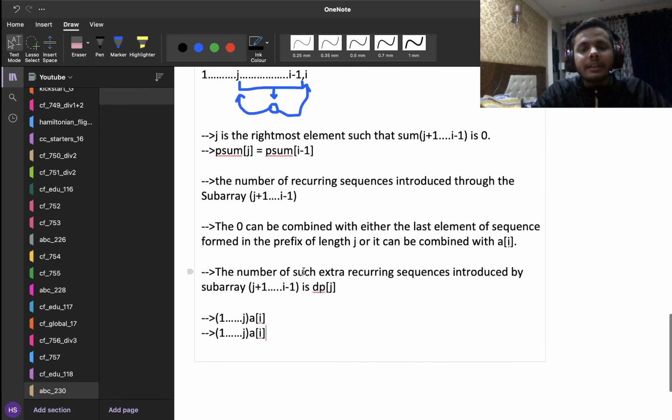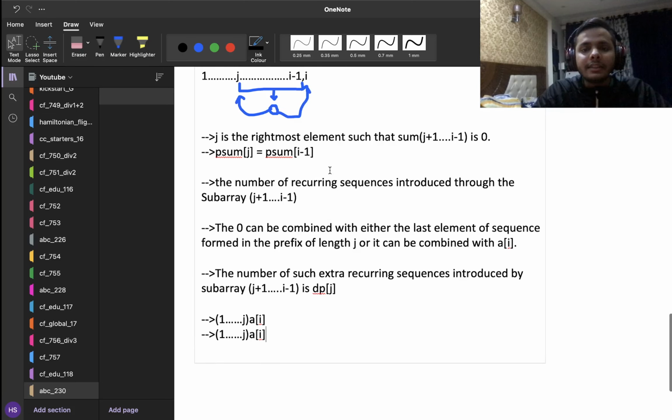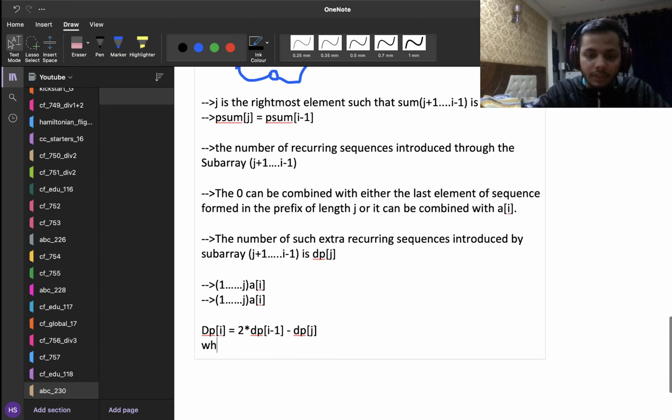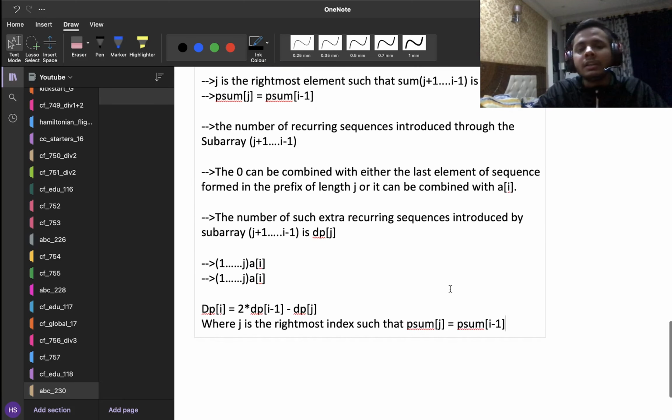And that is why the number of extra recurring sequences is nothing but dp of j, and so my transition becomes easy, which is dp of I is equal to 2 times dp of I minus 1 minus dp of j, where j is the rightmost index such that prefix sum of j is equal to prefix sum of I minus 1, and that's the case where the sum of the subarray from j plus 1 to I minus 1 is going to be 0.